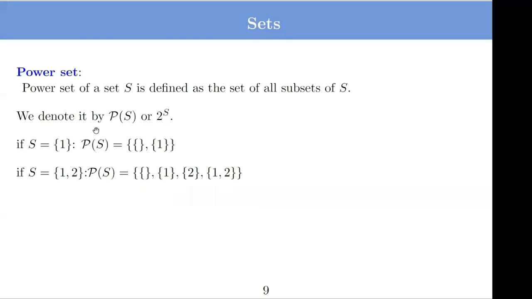The power set is denoted by P(S) or 2 to the power S. That is not exactly 2 to the power S, it is just a notation to say it is a power set. Similarly, if S is {1, 2}, there are 4 subsets possible. One is the empty set, one is a set containing 1 only, one is a set containing 2 only, and the third one is a set containing both elements.